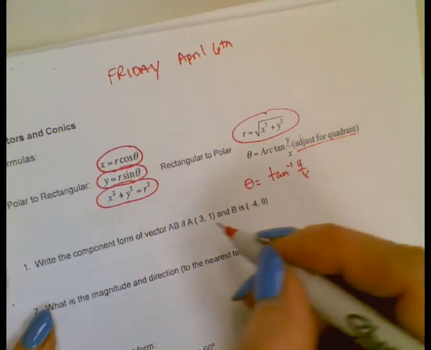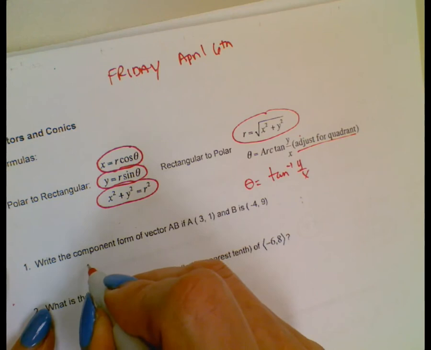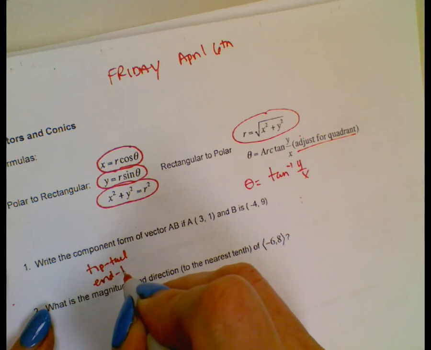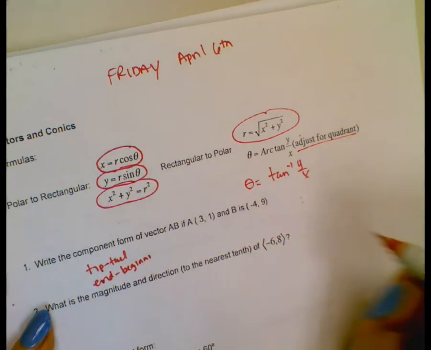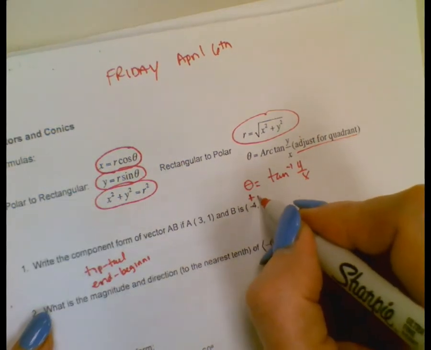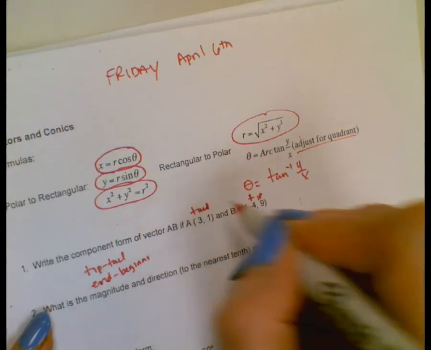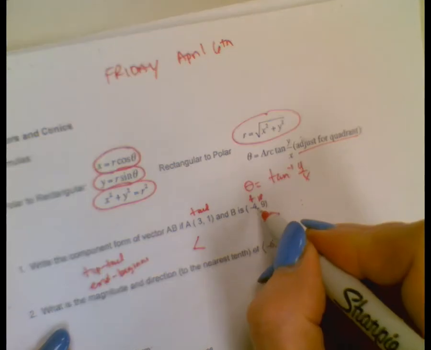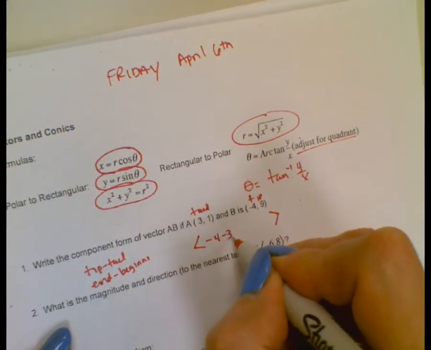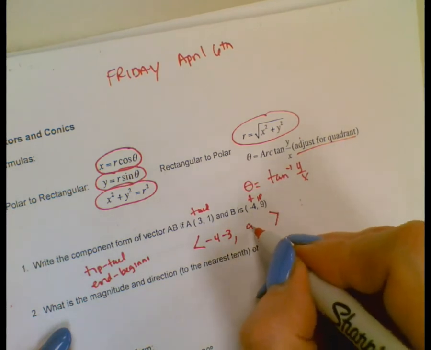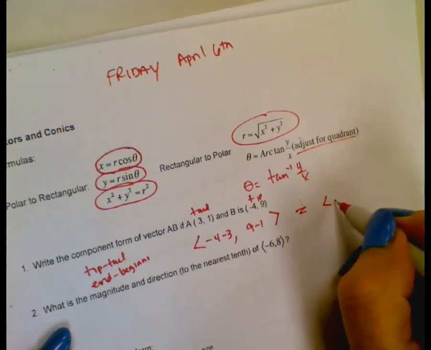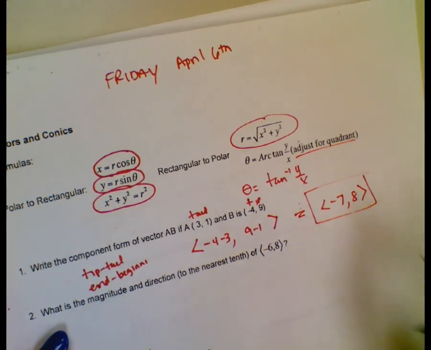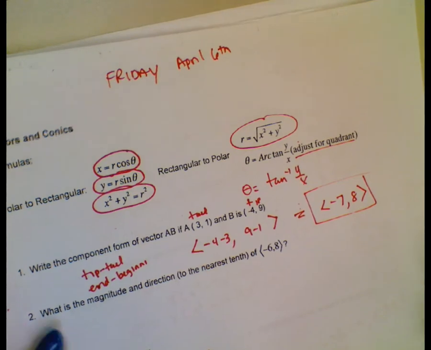So write the component form for this vector. You have to know component form is tip minus tail. That's the end one minus the beginning. So this is the tip and this is the tail, the beginning one. So when you subtract, if you don't subtract in this order, you're going to get it wrong. You have to start with the second one, -4 minus 3. It does make a difference. And then 9 minus 1. So your answer is <-7, 8>. That's it. Make sure you have the right symbols. If you don't have these symbols, you're going to get a point off.